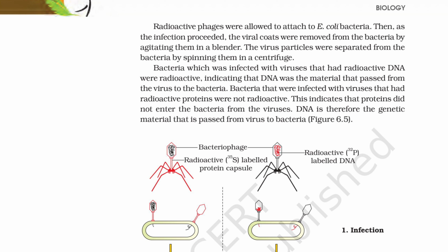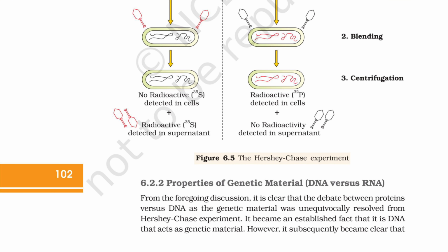Bacteria which were infected with viruses that had radioactive DNA were radioactive, indicating that DNA was the material that passed from the virus to the bacteria. Bacteria that were infected with viruses that had radioactive proteins were not radioactive. This indicates that proteins did not enter the bacteria from the viruses. DNA is therefore the genetic material that is passed from virus to bacteria.